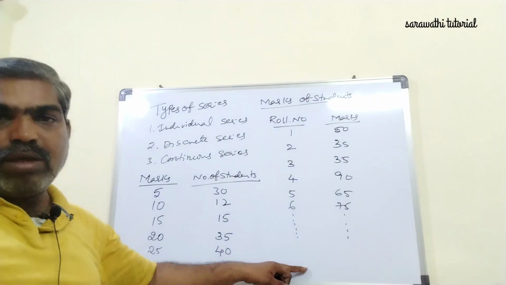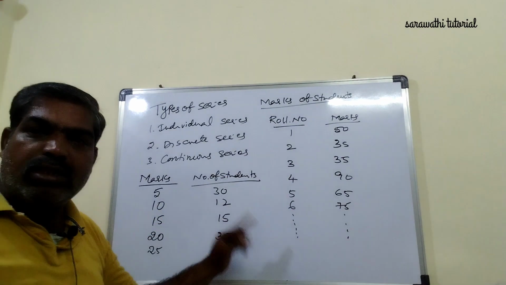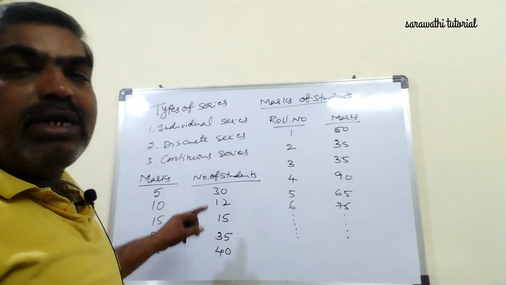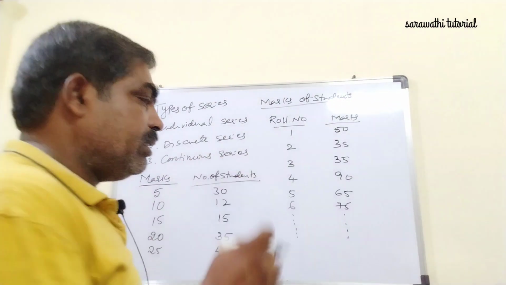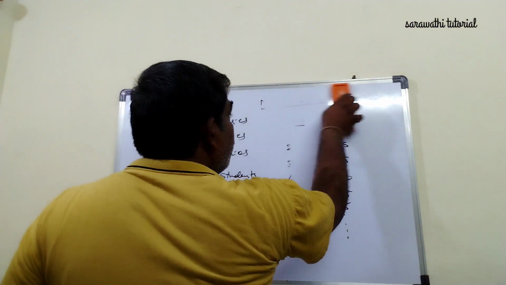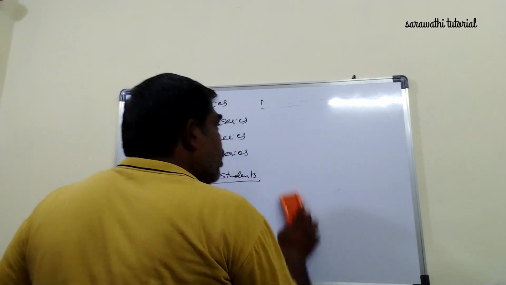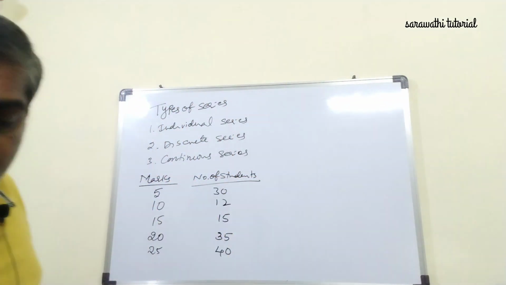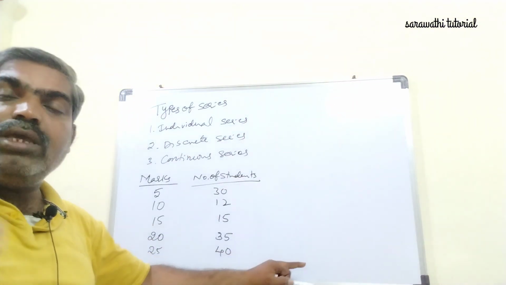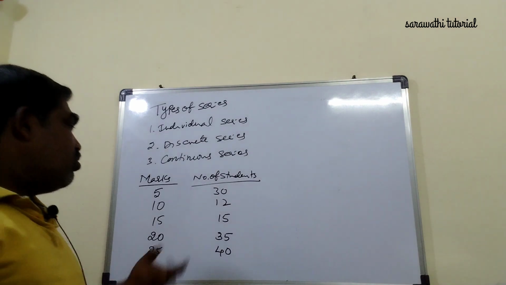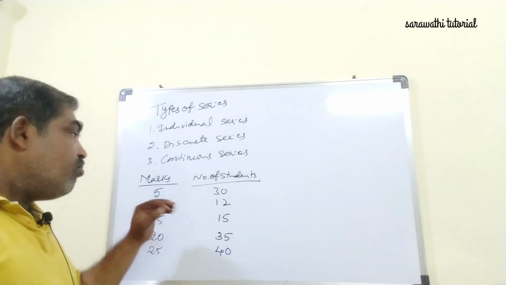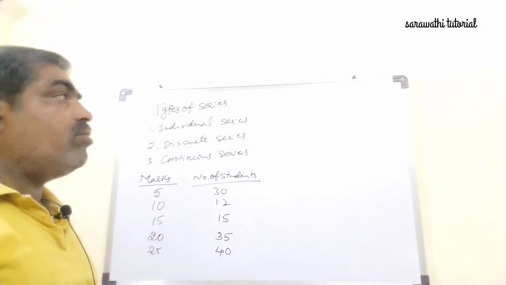When all observations are taken separately or individually, it is called individual series. When the observation is taken with measurement, it is called discrete series. Now come to the continuous series. What is the meaning of continuous series? Whatever the marks are, we arrange them without any gap. Here with a gap we took 5, 10 separately. Now we are not missing even 6, 7, 8.